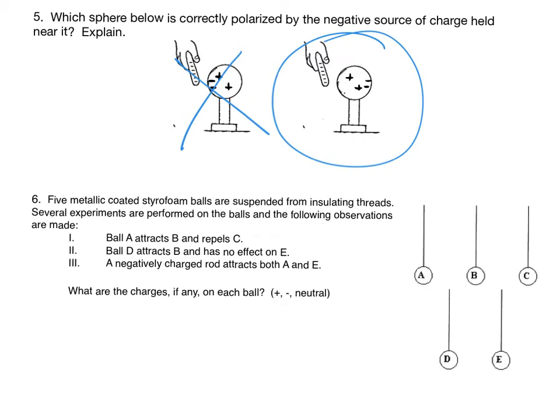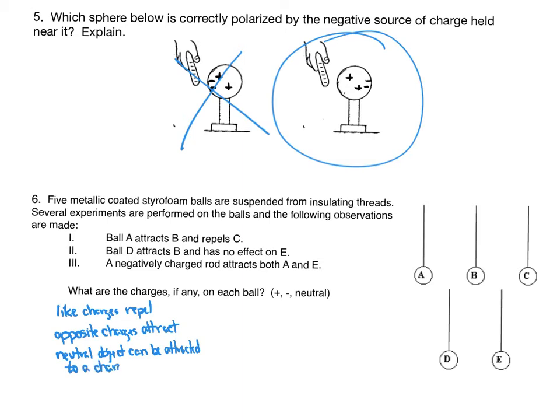So I think one thing we want to keep in mind here, some little notes we'll take, are that like charges repel, and opposite charges attract, right? Now, the other thing here, too, is that neutral things can also be attractive to charged objects when they become polarized. So that's the little tricky part here: a neutral object can be attracted to a charged object by polarization. So I'm going to take the time to write these out.